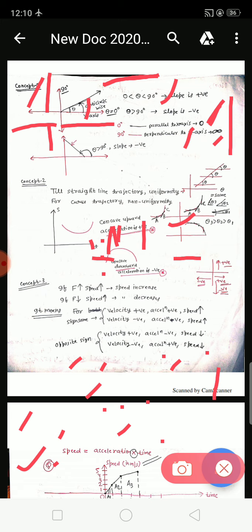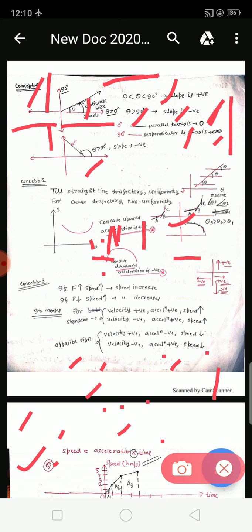But if theta is more than 90 degree, how will you consider the theta? Theta will be considered from the positive direction of x-axis in anti-clockwise direction. If theta is greater than 90 degree, slope will be negative. Keep in mind, if this theta is more than 90 degree, it means that slope is negative. It means that the value of that slope, whether velocity or acceleration, will be negative. How will theta be more than 90 degree?